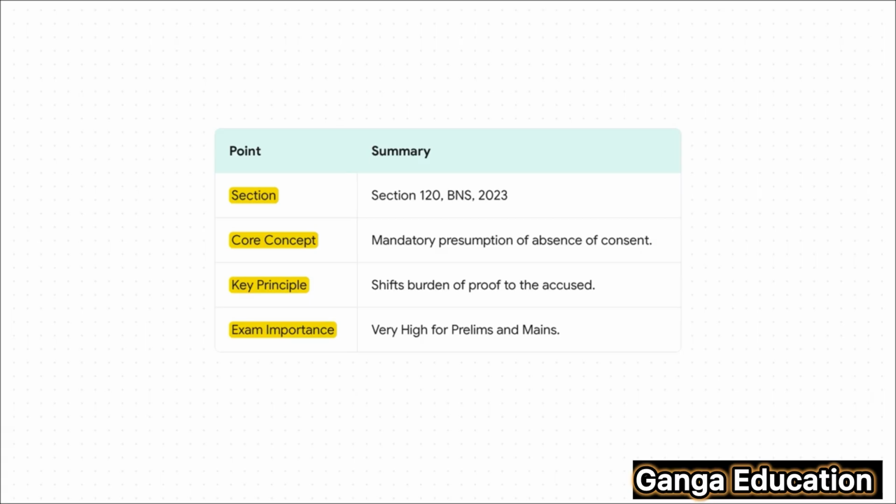All right, for a final quick revision, let's lock in these key points. The provision is Section 120 of the BNS. Its core concept is the mandatory presumption of absent consent. Its key principle is the shifting of the burden of proof to the accused. And its exam importance is very, very high for both prelims and mains.